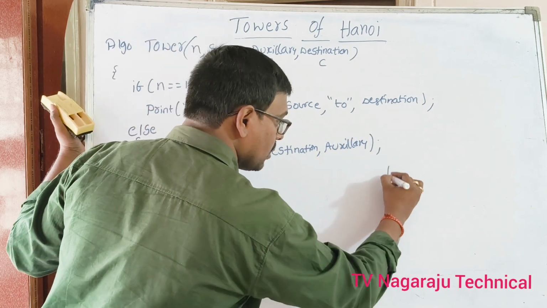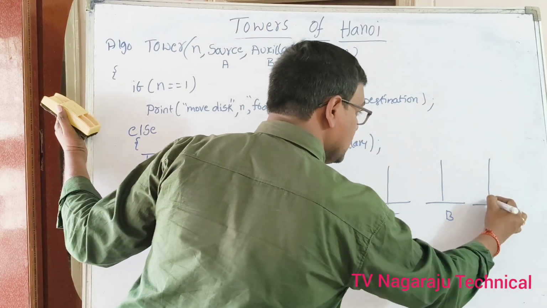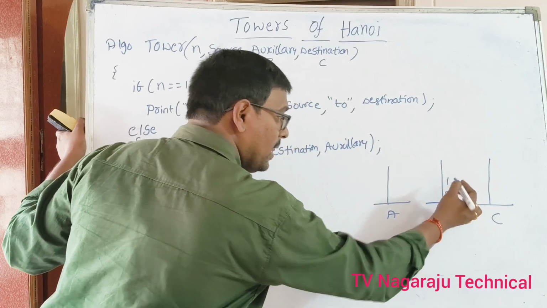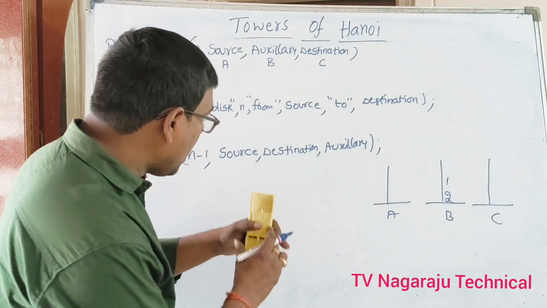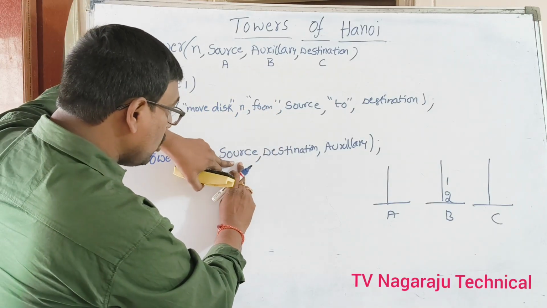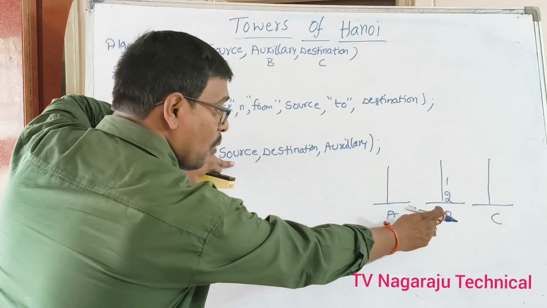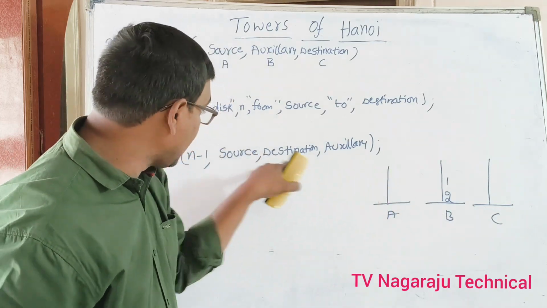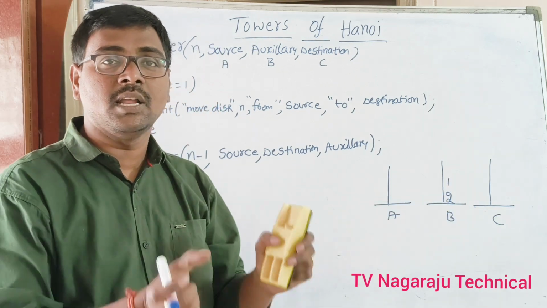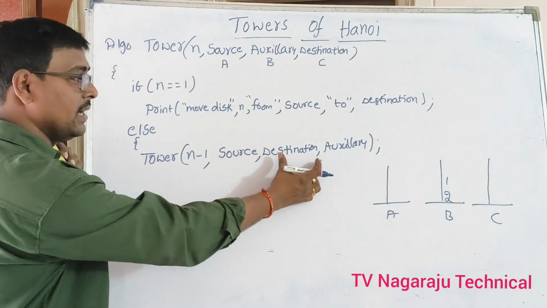See this one. This is A, this is B and this is C. Initially, after doing what happened? 2, 1 is here. If you observe this recursive call, source, auxiliary, destination: source is A. What is auxiliary? B. But my n minus 1 discs are in B. That is, B is the destination in the first scenario. Clear? That is the reason I wrote it like this.